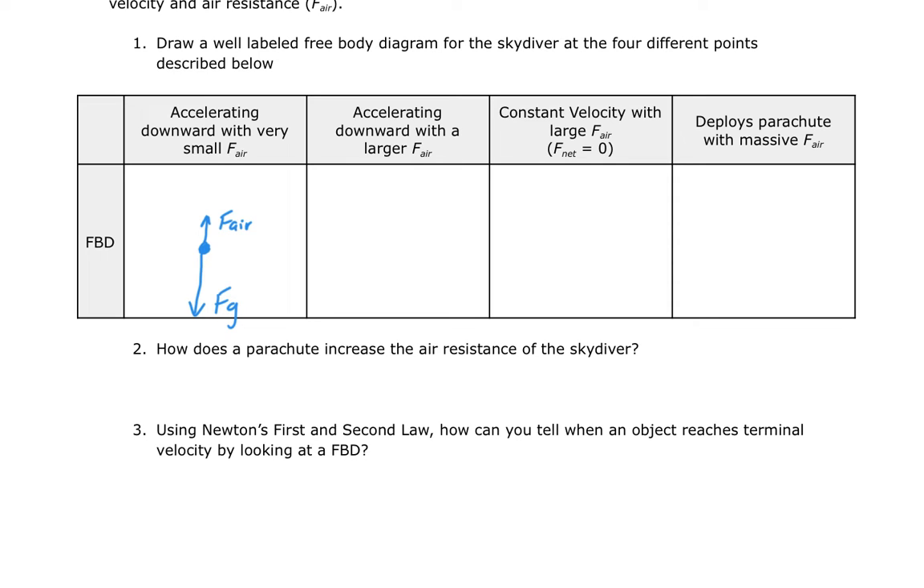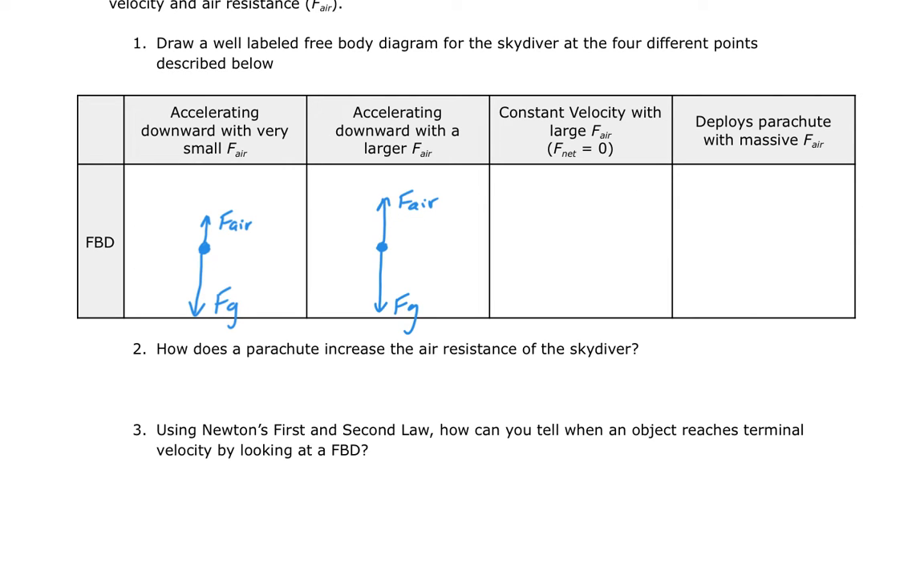In the second case, we have a similar situation, same person, so we have the same force of gravity. But now we have a larger air resistance. The object has spent a little more time falling, and the air resistance has grown. It's not quite as large as the force due to gravity yet, but it's bigger than it was. So that's our new free body diagram.